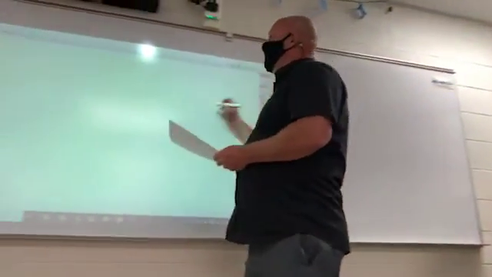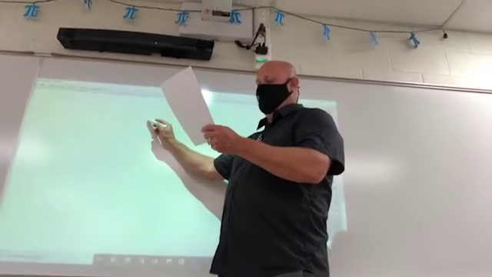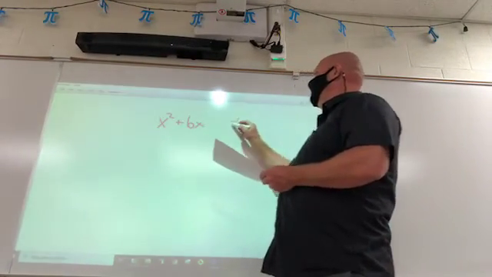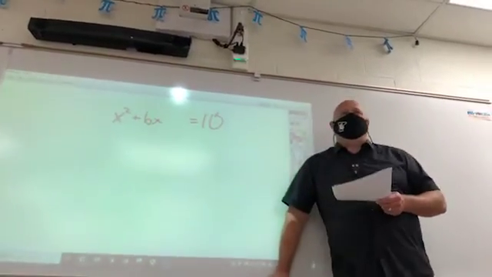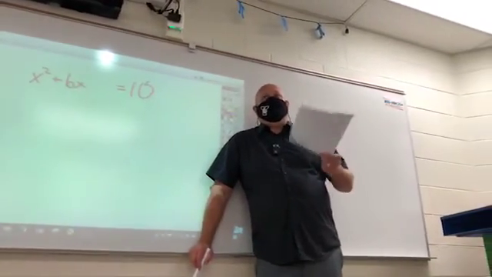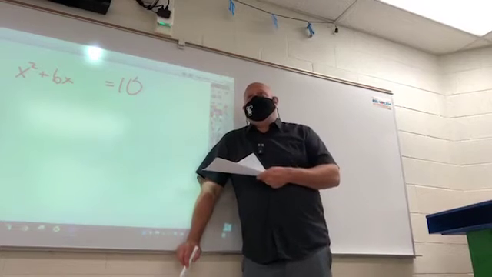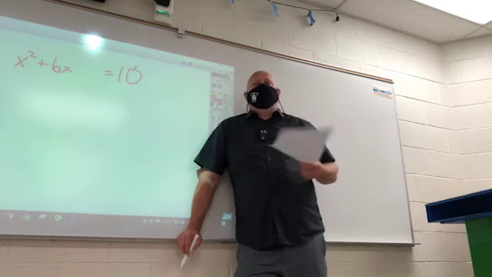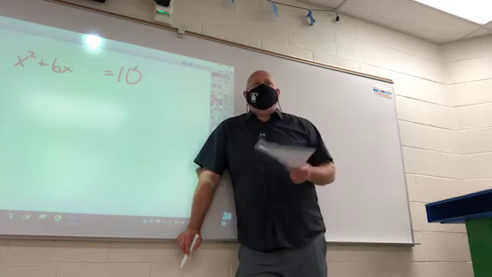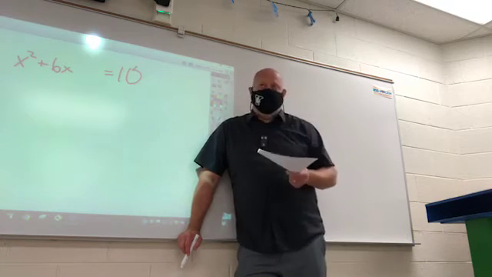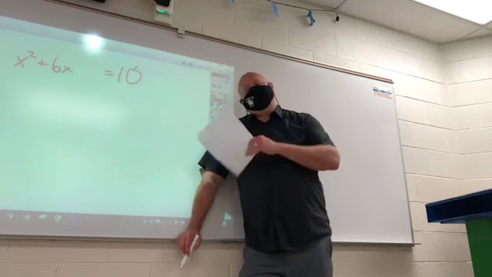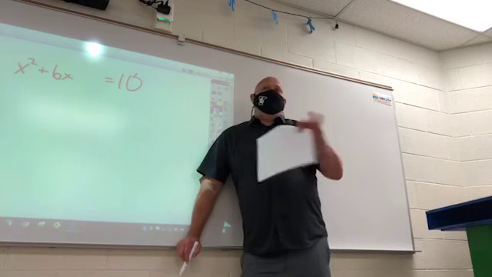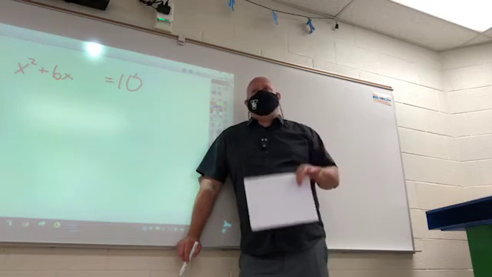Does anybody remember how to complete the square? x squared, 6x, and the 10. I actually like the completing the square method better than the quadratic formula. The benefit of both is they work all the time. Do you need both methods? No. You need one. If you're really good at the quadratic formula, then go with it. I like this method better because I think it's faster.